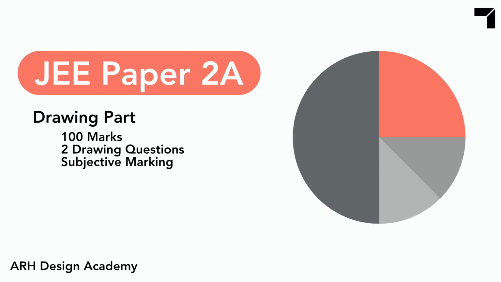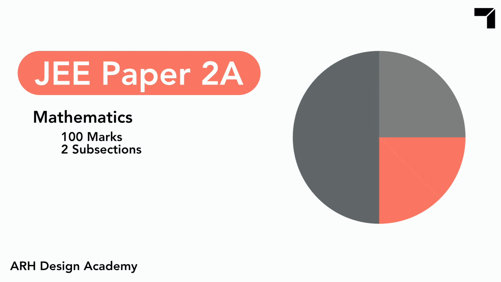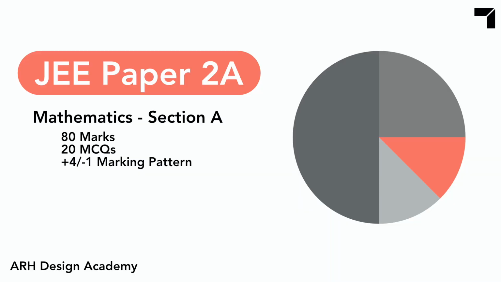The second section is the drawing part. Again, a very simple one. You have 2 drawing questions of 50 marks each, so that makes it 100 marks. And the last section is the mathematics section. In the mathematics section, there are 2 subsections. Let's call them section A and section B. Section A is the MCQ portion. There are 20 MCQs with a plus 4 minus 1 pattern and maximum marks are 80.